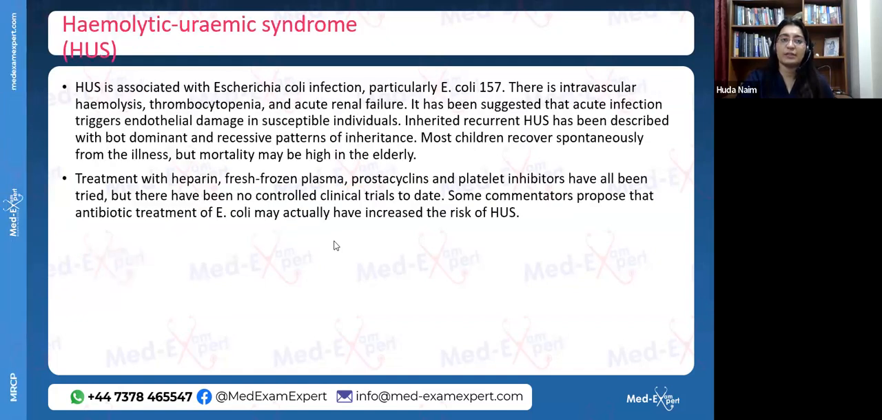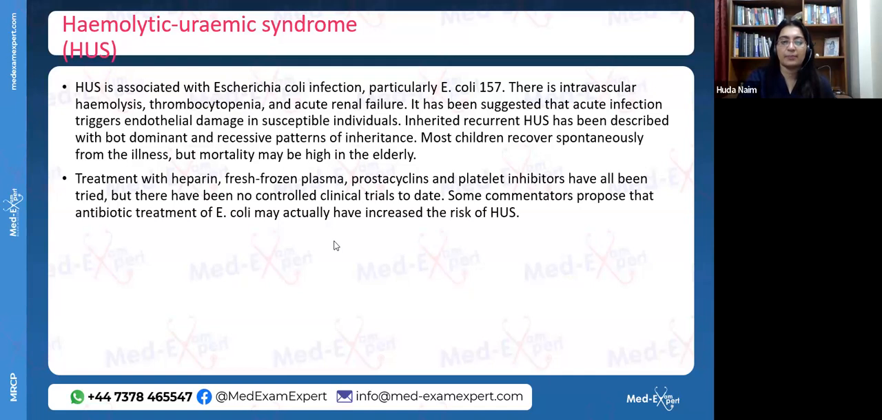So the patient is suffering from gastroenteritis. So it's basically an infection with E. coli. The variant is E. coli O157. So there's intravascular hemolysis, you have thrombocytopenia, renal failure. So very, very important clinical vignette that you get on the exams. And how would you treat them? You would be treating them with heparin, fresh frozen plasma, prostacyclins, and platelet inhibitors, but they do not have any major role. But at the same time, the antibiotics also do not have a main role, so you treat them with a plasma exchange usually.